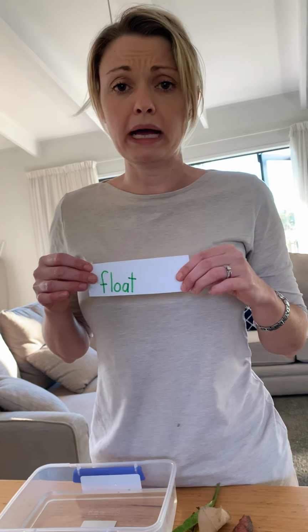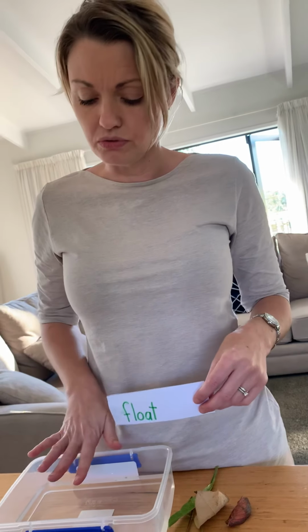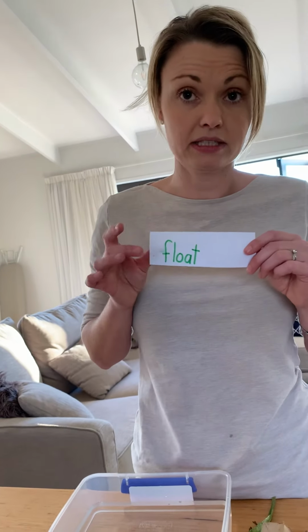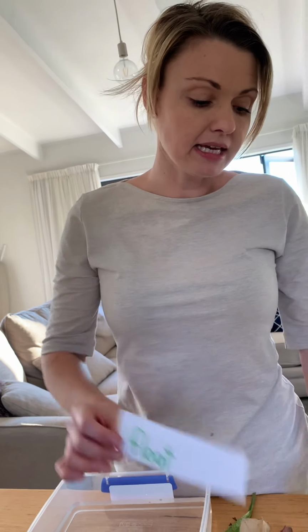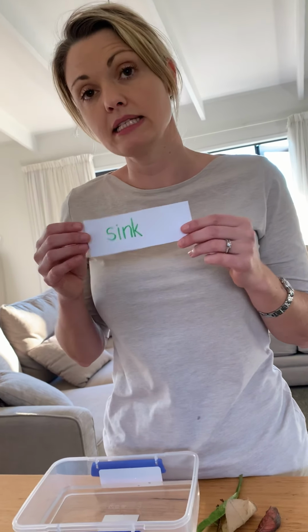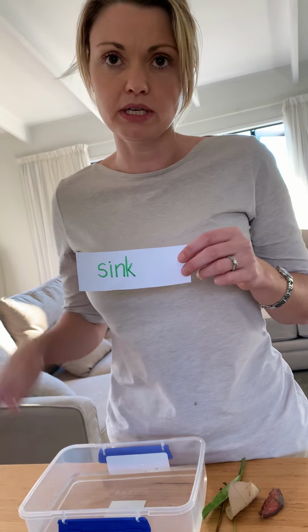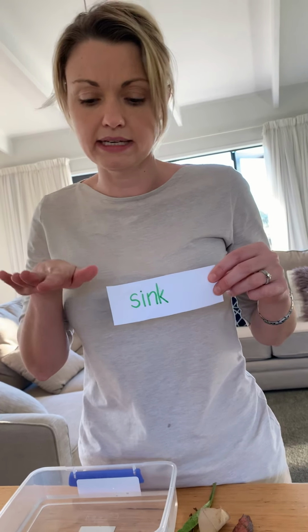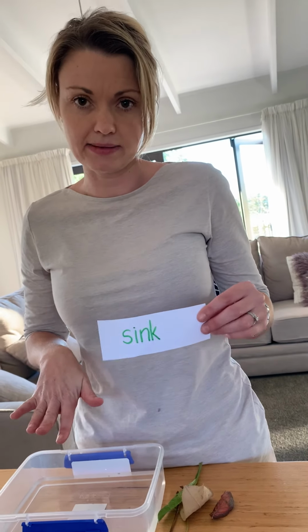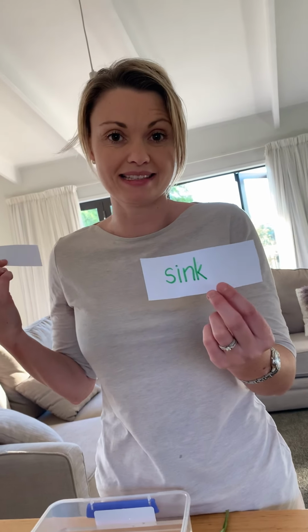This is your background knowledge that can be checked. Floating is when something is placed into water and it stays on the surface of the water. Sinking is when something is placed into water and because of its density, its weight, it sinks. So when we place an object on the surface of water, it falls to the bottom, sinks. Okay, so when we say the word float, you understand what it means, and when we say the word sink, you understand what it means.